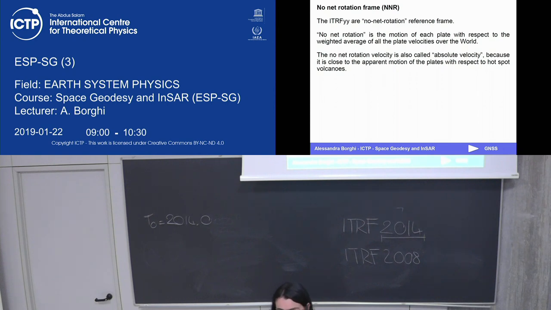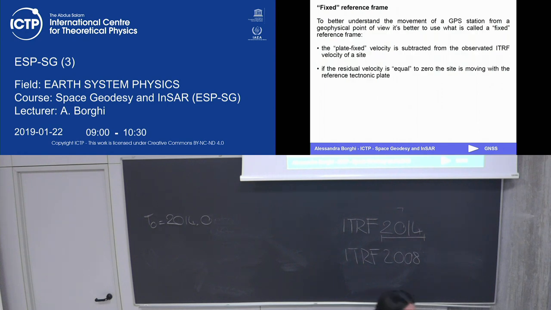The absolute velocity of the plate is not important in many applications. For our study, we need the relative solution, the relative velocity between points. We are going to see that we are going to remove the movement of the plate.